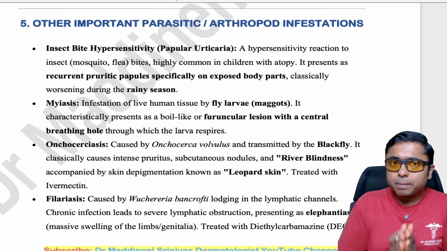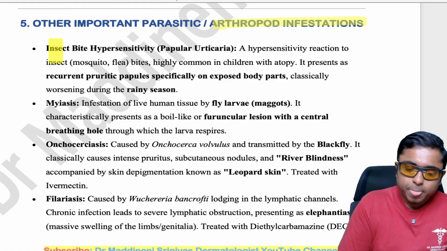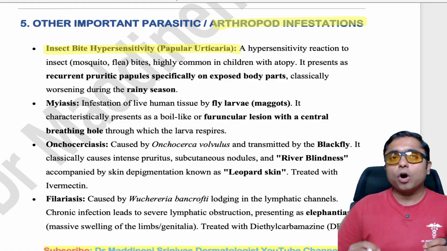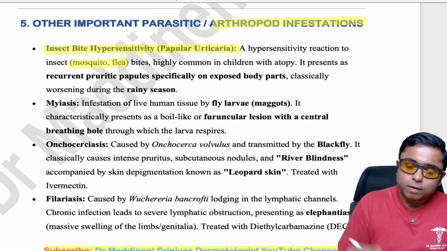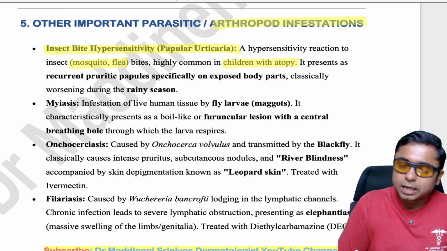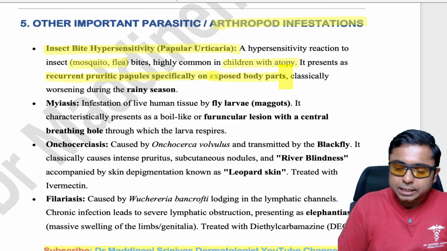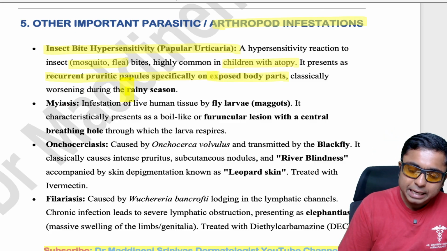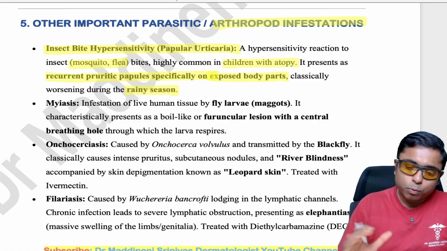So, a few other important types of arthropod infestations which you have to remember: the insect bite hypersensitivity or papular urticaria, which is because of a mosquito or flea bite, because of which there is development of an allergic reaction, usually in children who have an allergic diathesis, that is atopy, presenting as recurrent pruritic papules, especially over the exposed body parts. Classically, the condition is going to worsen during the rainy season. So this is very important.